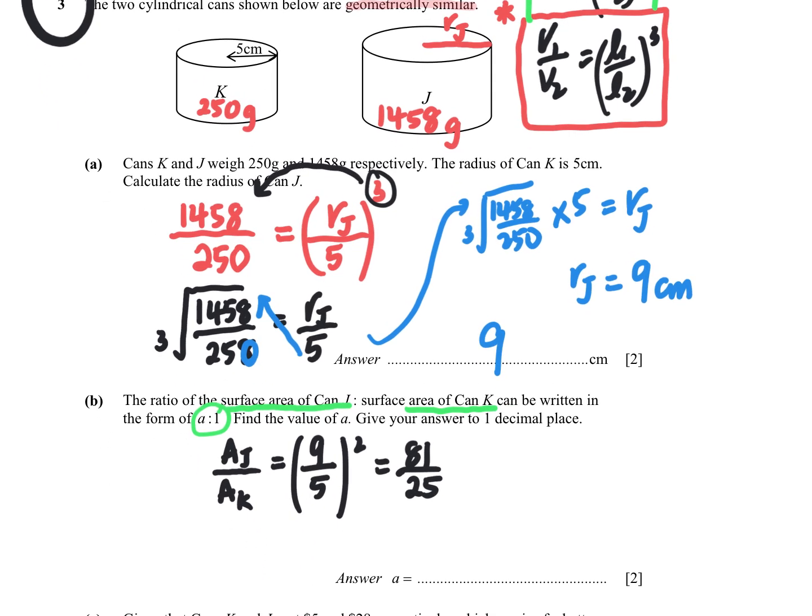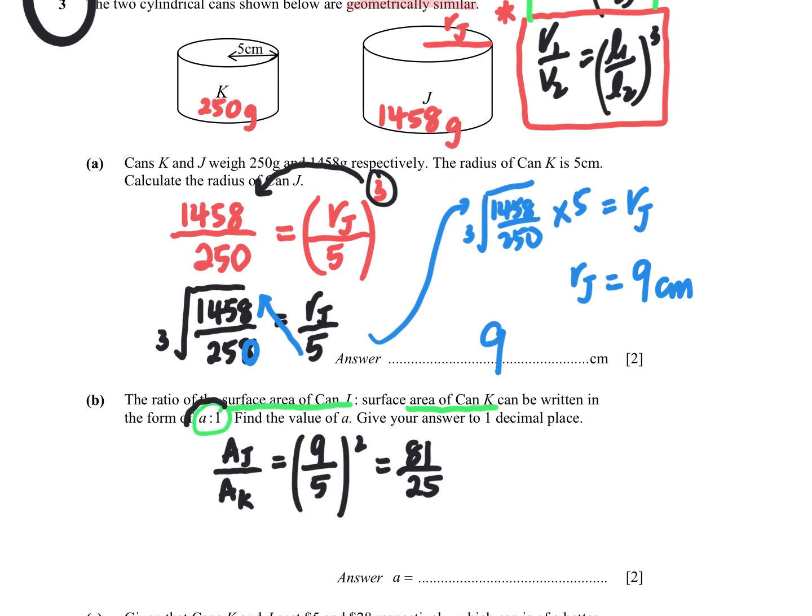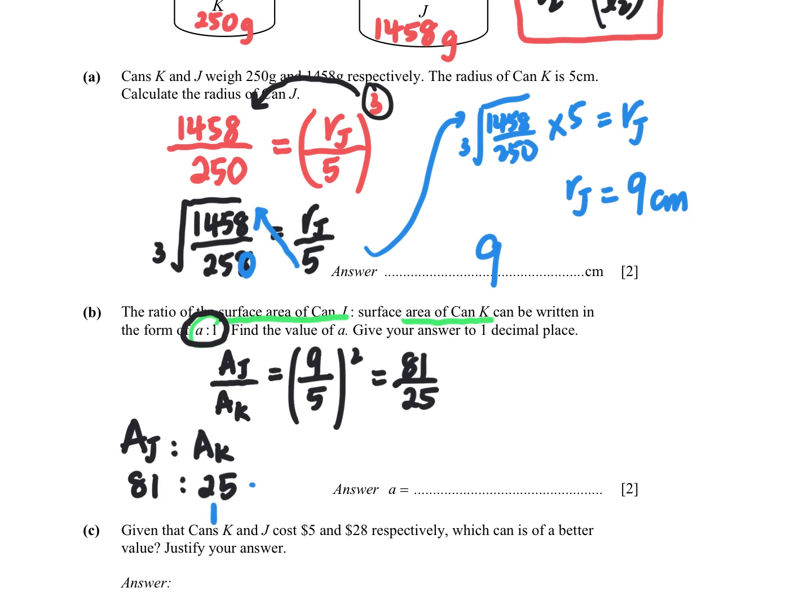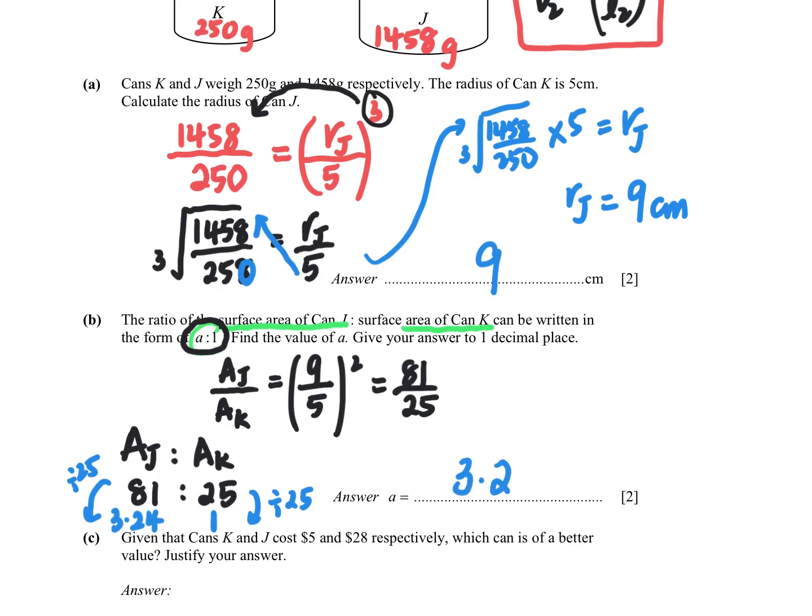Okay, but they want the ratio to be in A is to 1. So I rewrite AJ is to AK is 81 is to 25. But I want this to be 1. So what should I do? Divide by 25 on both sides. So 81 divided by 25 is 3.24. But the question says give your answer to 1 decimal place. So you just give me 3.2.